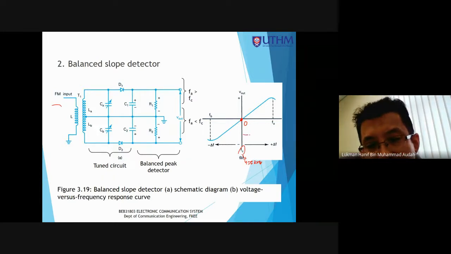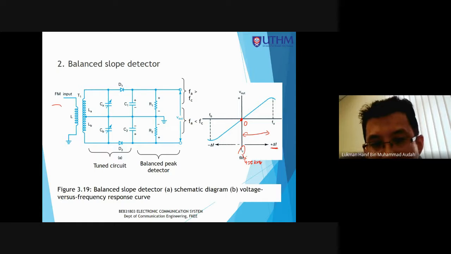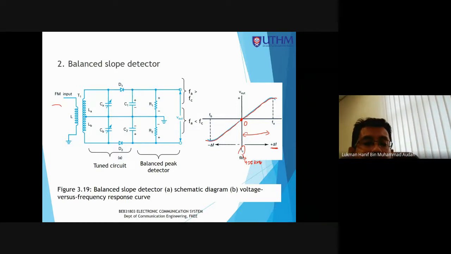If the input frequency change F center until FIF plus delta F, so F center plus delta F, we will produce the output becomes higher. If the frequency reduce from center of IF, F center minus delta F, output will be reduced. Okay, outputnya akan semakin berkurang.